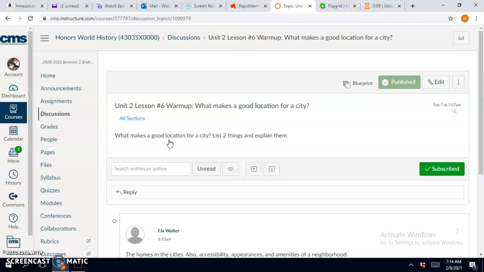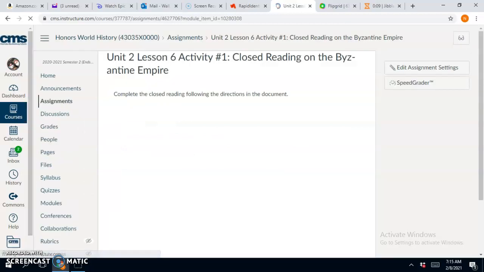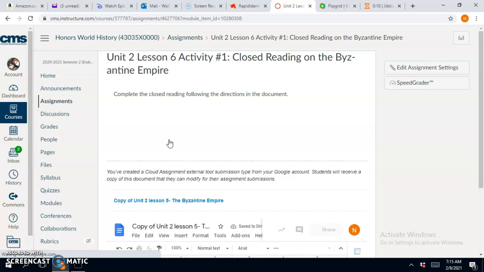Like, was it cheaper, more economic, more affordable? Was it a situation where you get a better job? Do you have access to cleaner air, less population? All of these things could be reasons. Pick 2 and explain them. Make sure you explain them well, with lots of detail. All right, here is the core of what you're learning about the Byzantine Empire.